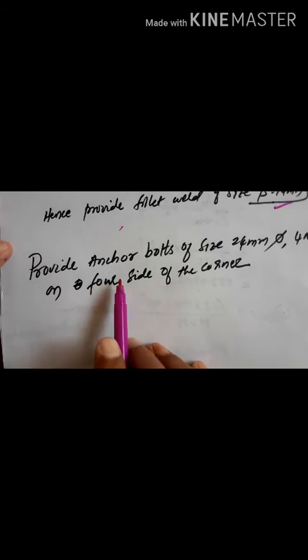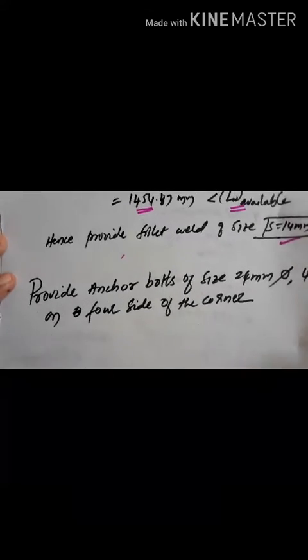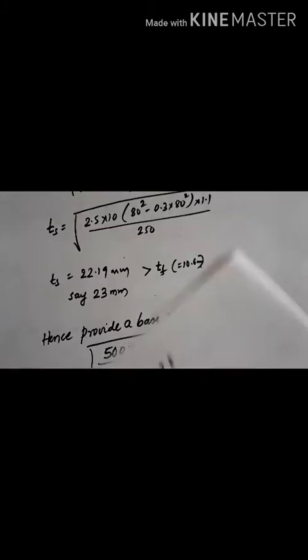Then lastly you have to provide the anchor bolts of size 24 mm, 4 number of bolts, on 4 sides of the corner. You need to provide the 4 number of bolts, okay, on the corner.